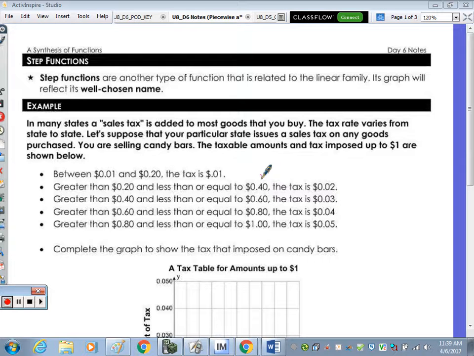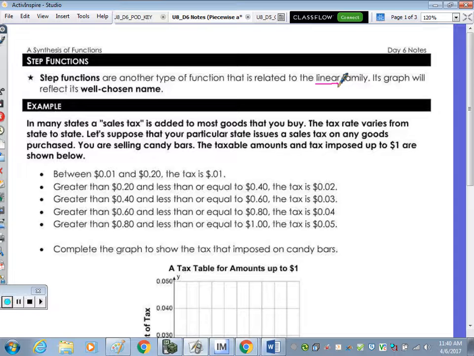Okay, so today's notes are pretty short, and we're going to look at two new functions, and I think they're pretty cool functions. They're very different than what we've looked at so far. The first type of function is a step function, and I'm just reading at the top of the page. It says step functions are another type of function that is related to the linear family, and you'll see why. And its graph will reflect its well-chosen name.